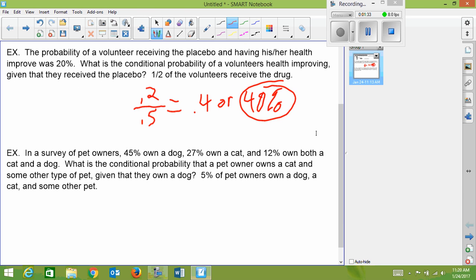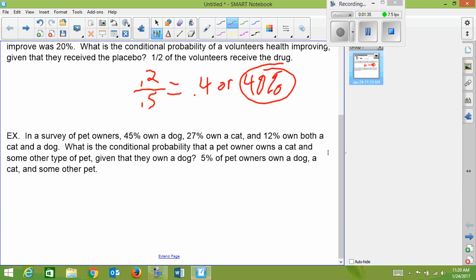Another example of the same type of question. In a survey of pet owners, 45% own a dog, 27% own a cat, and 12% own both a dog and a cat. What is the conditional probability that a pet owner owns a cat and some other type of pet, given that they own a dog? Okay, 5% of pet owners own a dog, a cat, and some other pet.